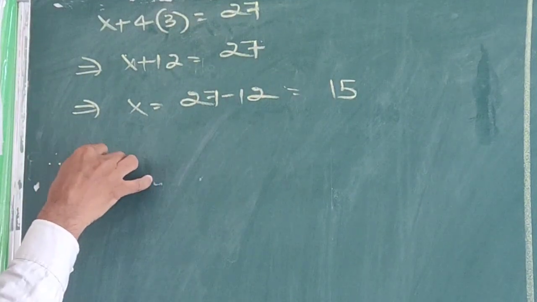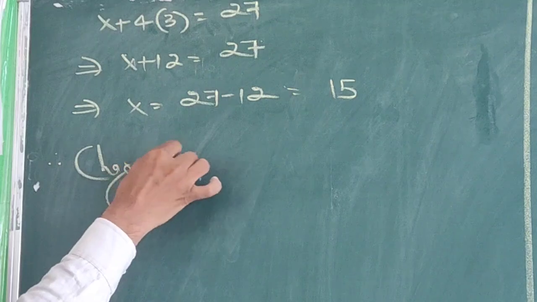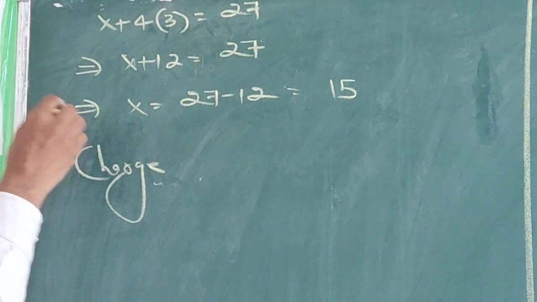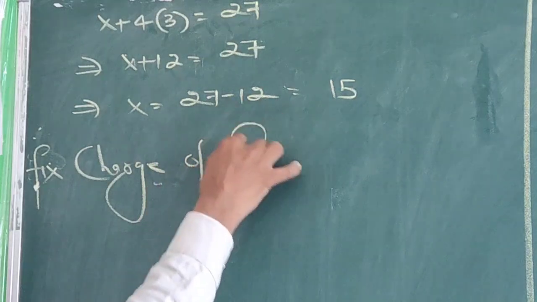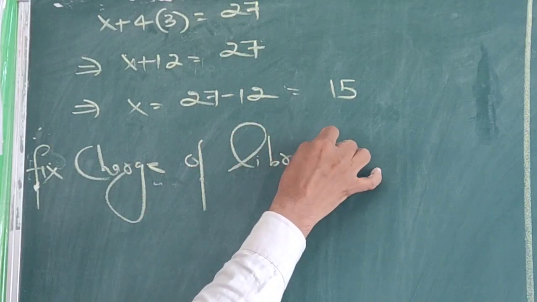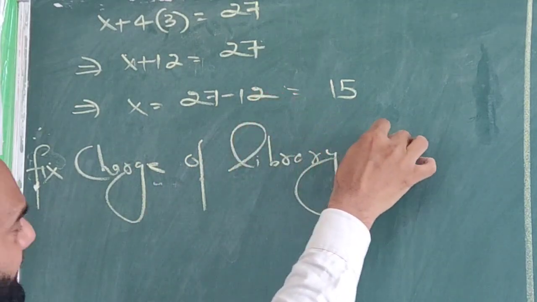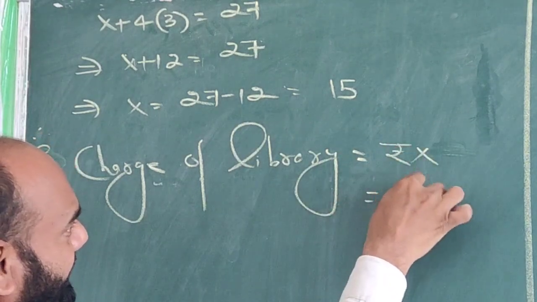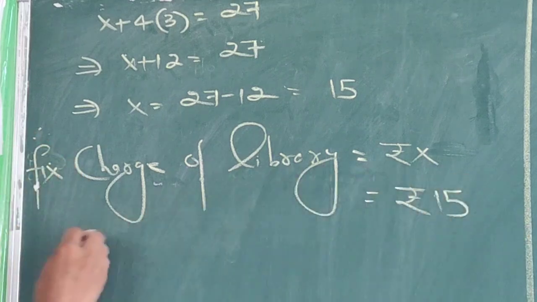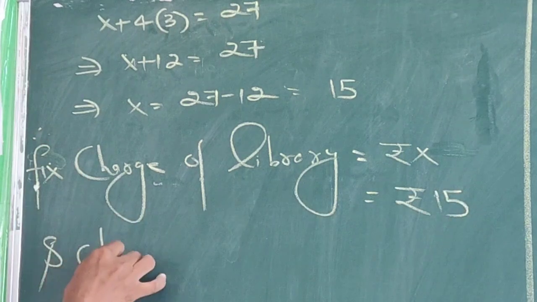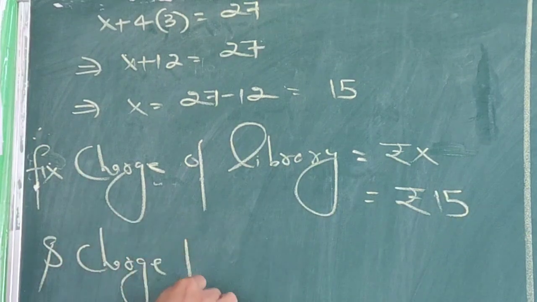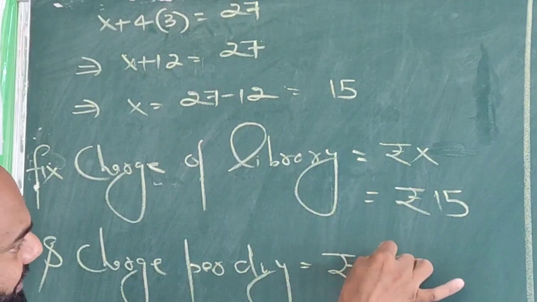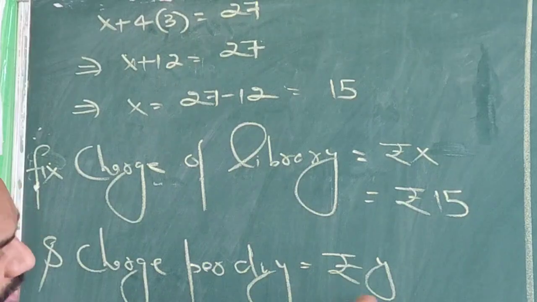Therefore the fixed charge of the library is equal to rupees x, and that is rupees 15. And the charge per day is equal to rupees y, which is equal to rupees 3.